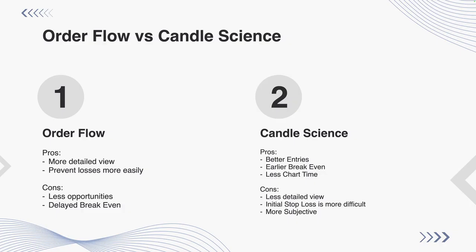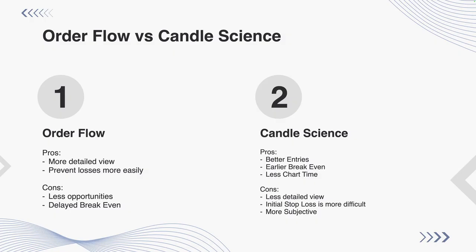Then the cons right there: fewer opportunities and delayed break even. And I would also add to the cons that it's more chart time. It's oftentimes a little bit more confusing, because what is a good order flow setup? What looks very good? You would have to see we are running highs, we have the perfect fair value gap, etc. So it's oftentimes a little bit more confusing. But again, it gives you a more detailed view. So I can 100% see if people like order flow entries more.